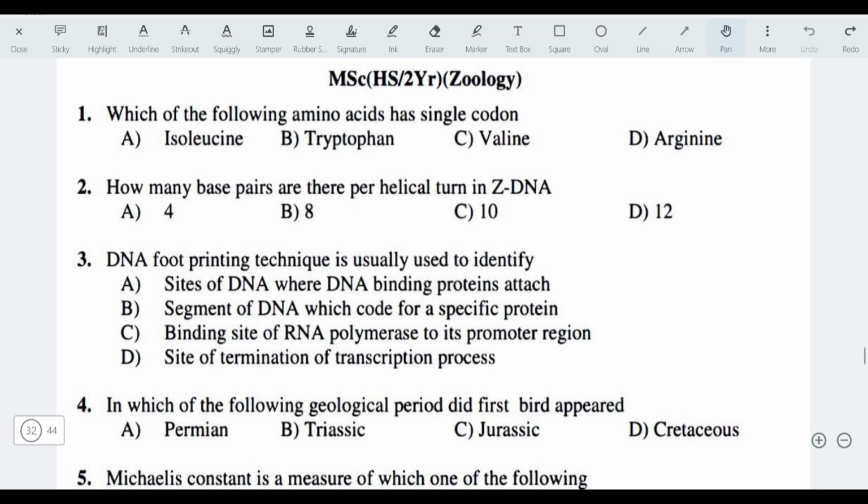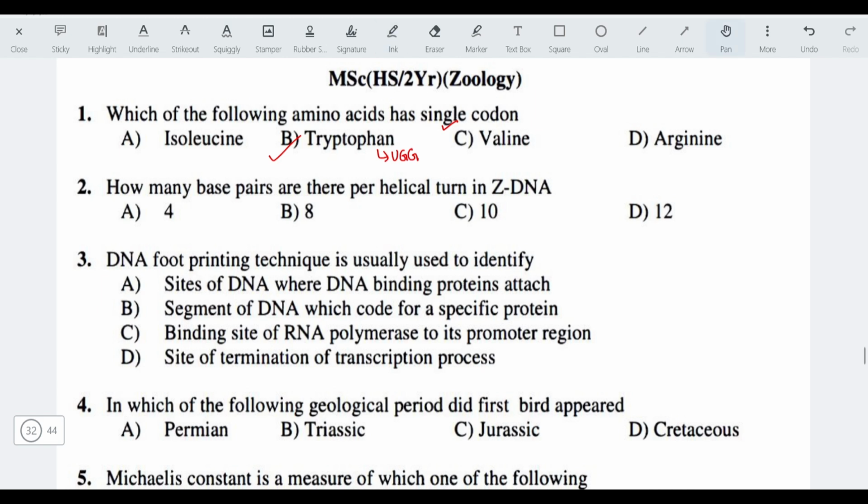Well, let's start discussing the previous year question paper of Punjab University MSc Zoology entrance test conducted in year 2020. Starting with the very first question, which of the following amino acids has a single codon? The correct answer here is tryptophan. Tryptophan is coded by a single codon, that is UGG, right? Other options have multiple codons.